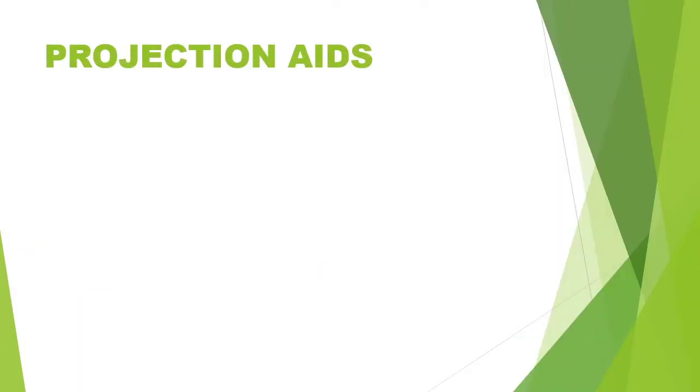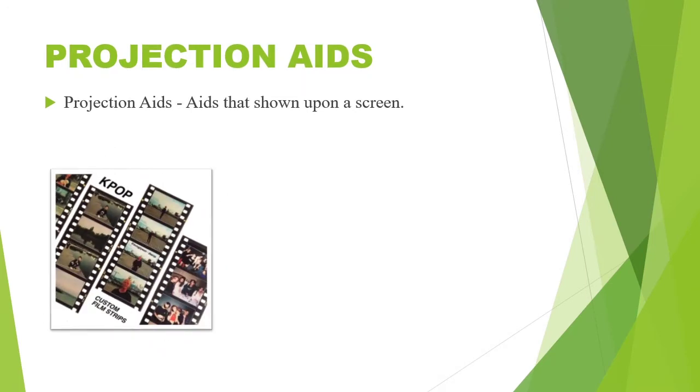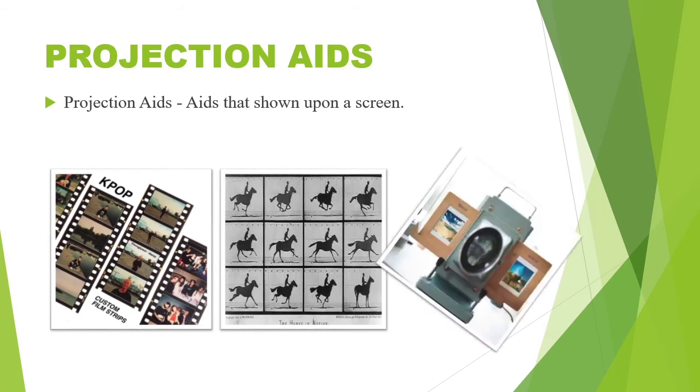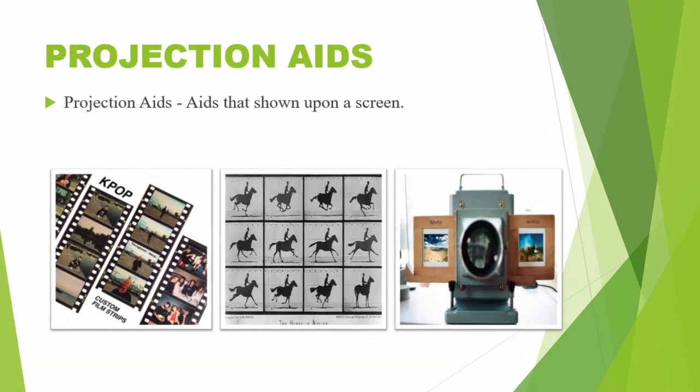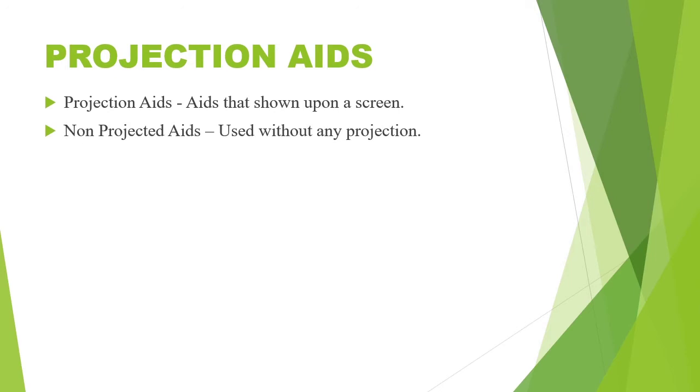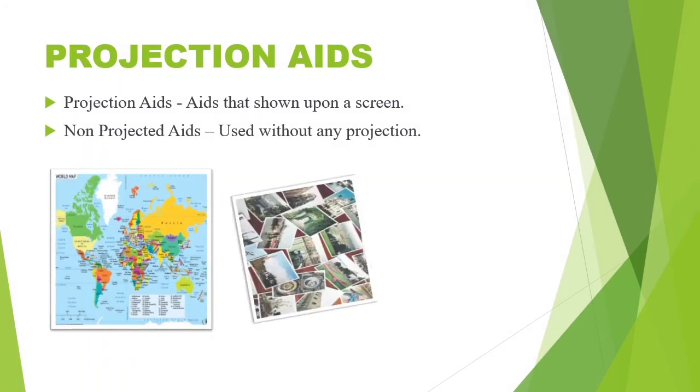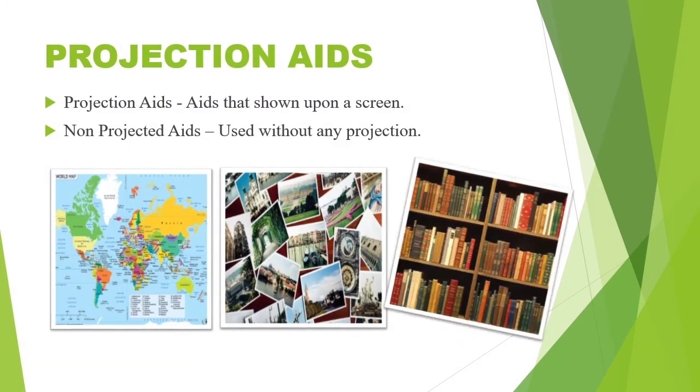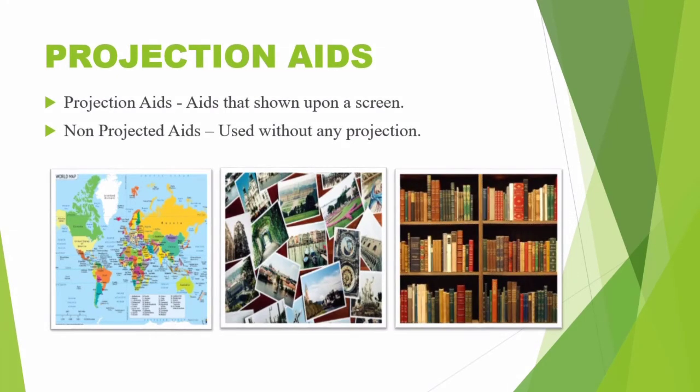Next type, we have projection aids. First, we have projection aids that are shown upon a screen. For example, we have film strips, motion pictures, and slide projection, which basically project images or pictures. Next, we have the non-projected aids, which are used without any projection. Without any projection, keep that in mind. First, we have the world map or a map. We have photographs and books. These are all examples of non-projected aids.